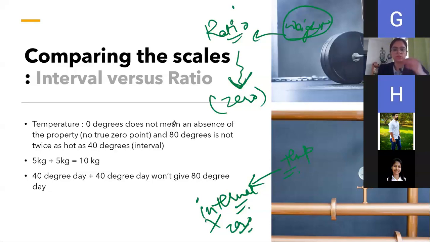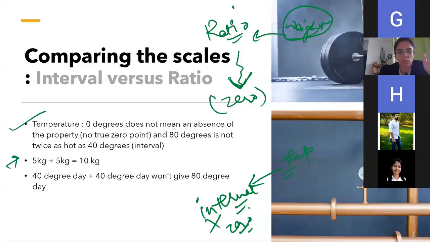So also, 5 plus 5, say you can add this. 5 plus 5 makes 10 kg. But you can't do that with 40 degrees plus 40 degrees equals 80. You can't do that. Okay. So this is the difference between interval and ratio.